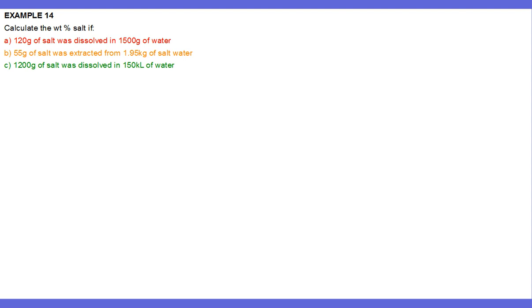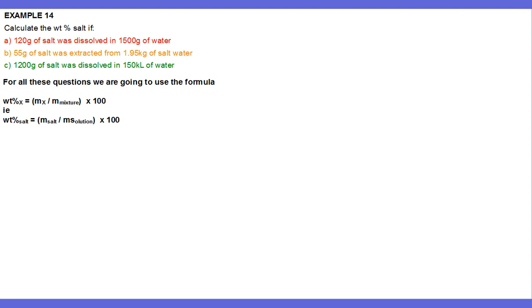First of all, calculate the weight percent salt in all these situations. Part A, 120 grams of salt dissolved in 1,500 grams of water. It says weight percent, so all these questions are going to use the weight percent of a substance, which is the mass of that substance divided by the mass of the mixture times 100. In this specific case, the weight percent salt is the mass of salt divided by the mass of solution times 100.